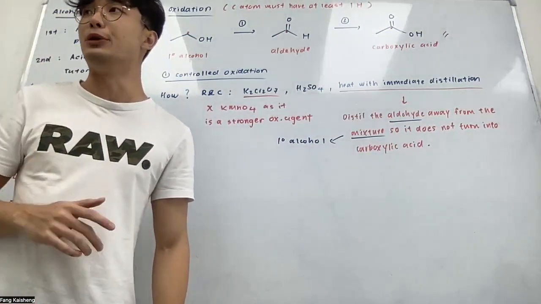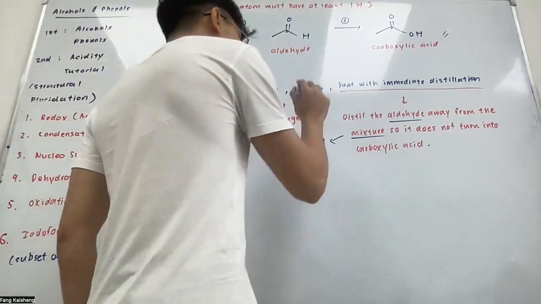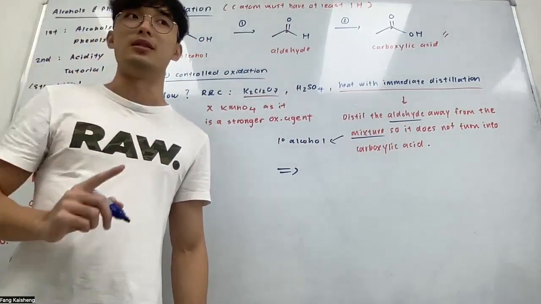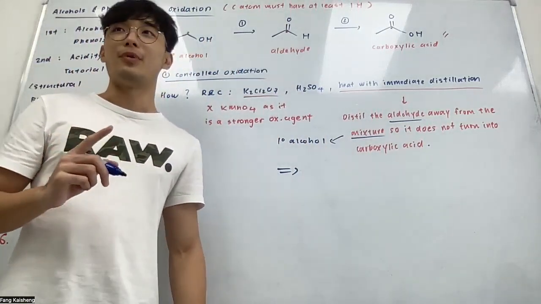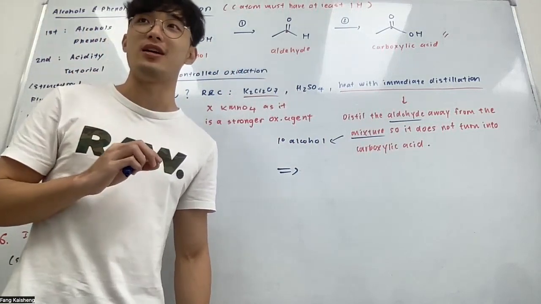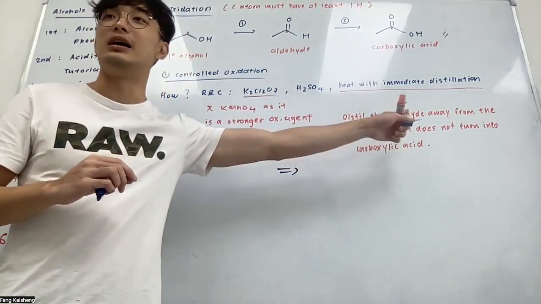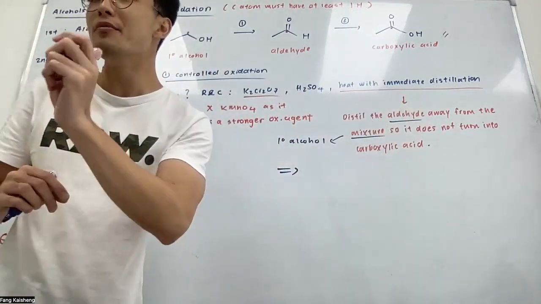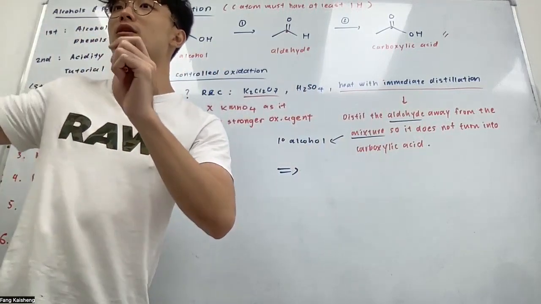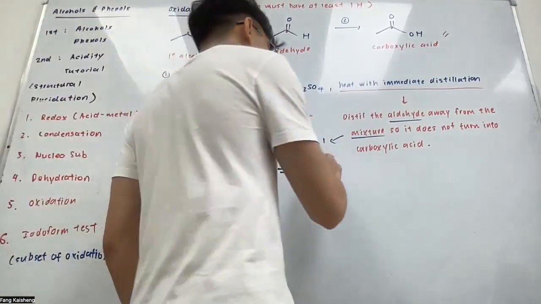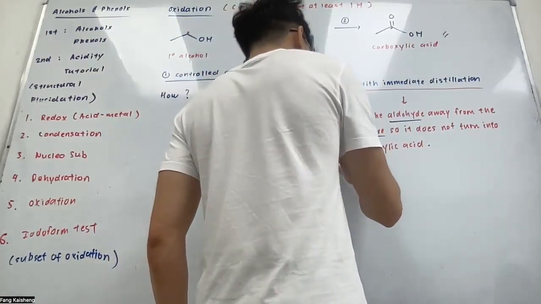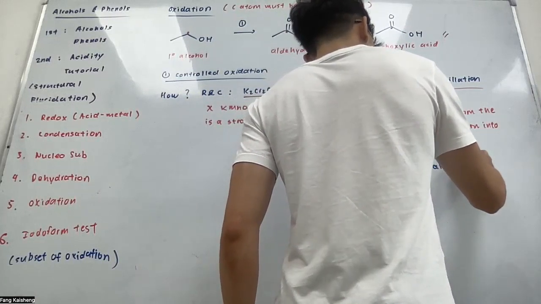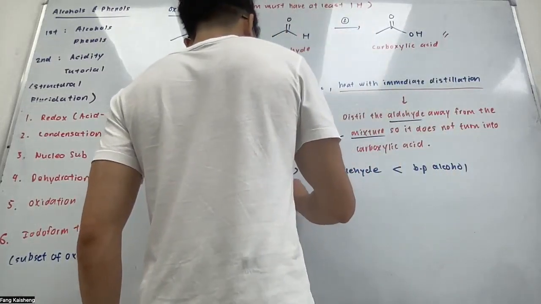But the question is, why are we able to do this? Guys, if I can distill the aldehyde away from the alcohol, what does that mean? Remember, distillation uses different boiling points, right? That means aldehyde has a boiling point that is lower than alcohol. Lower means it will boil first. That's why you can separate it. So go and write this down. From here, we can see that the boiling point of an aldehyde is less than the boiling point of an alcohol.